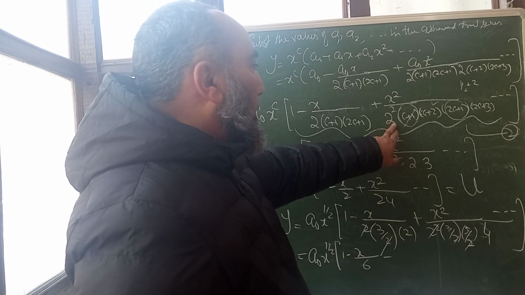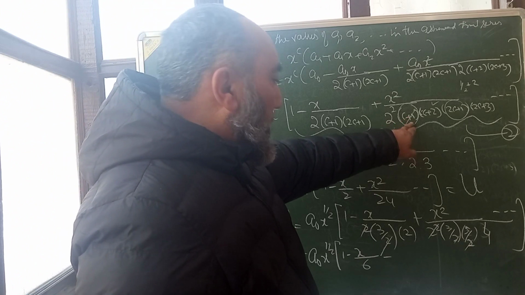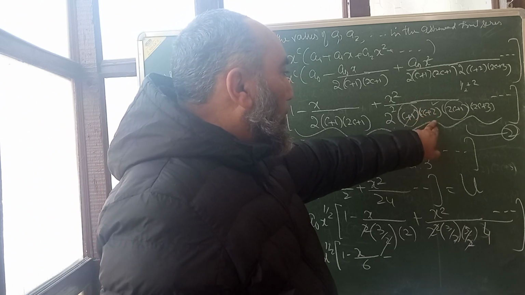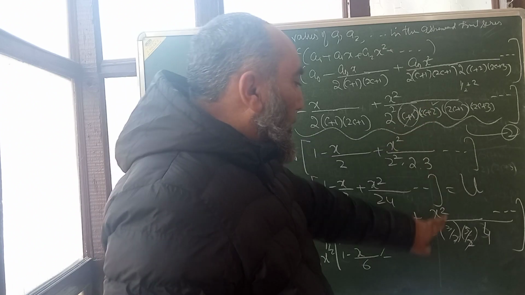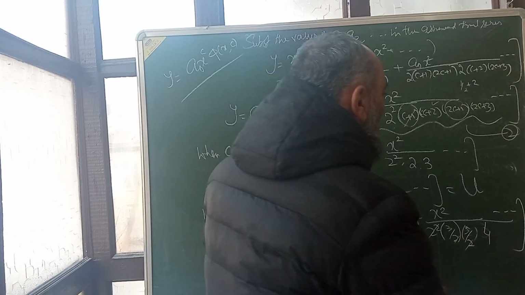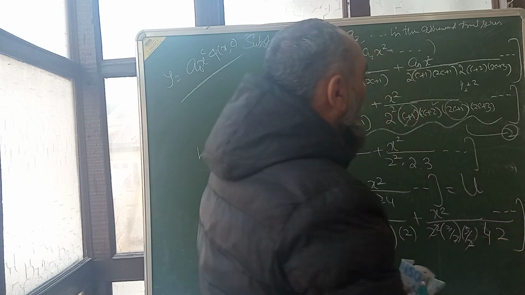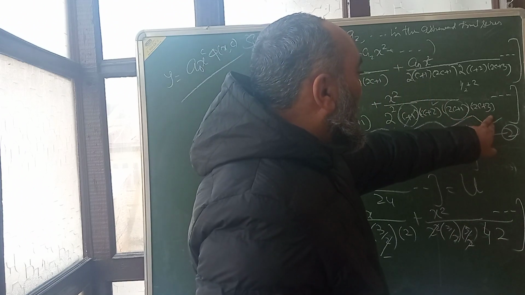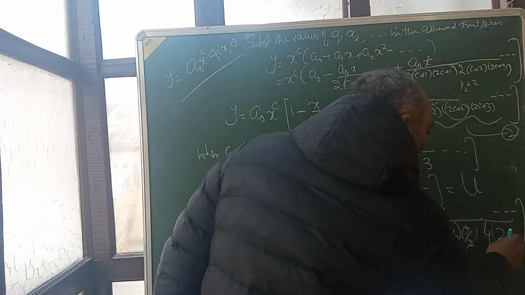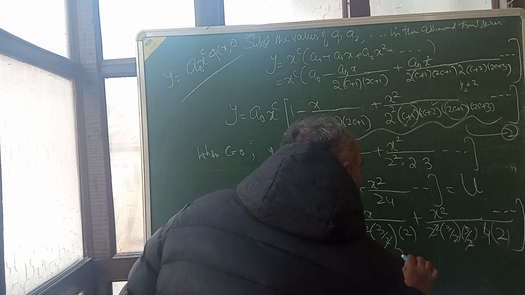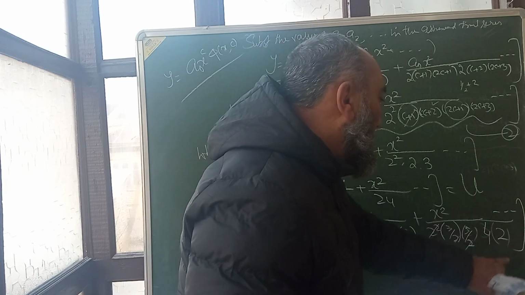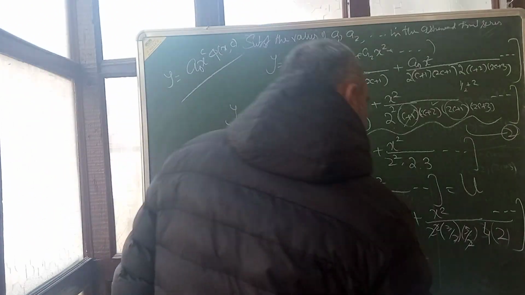Is it okay? This is 2 square, then 1 by 2 plus 1, it is 3 by 2, 1 by 2 plus 2, it is 5 by 2, 3 by 2, 5 by 2, then 2c plus 1, it is 2, then 2c plus is 4. Okay, now see, ये दो हम भूल गए थे. So this is x square by 3, 5, 15 into 8, 120.